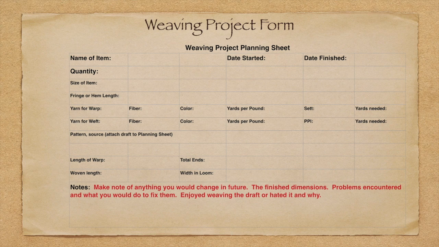You should have a weaving project form and fill all this information in. If you want to recreate something, you have the information at your fingertips. You should make notes about the project on this form, especially if your calculations were not on point and what you would do the next time that you wove this project.